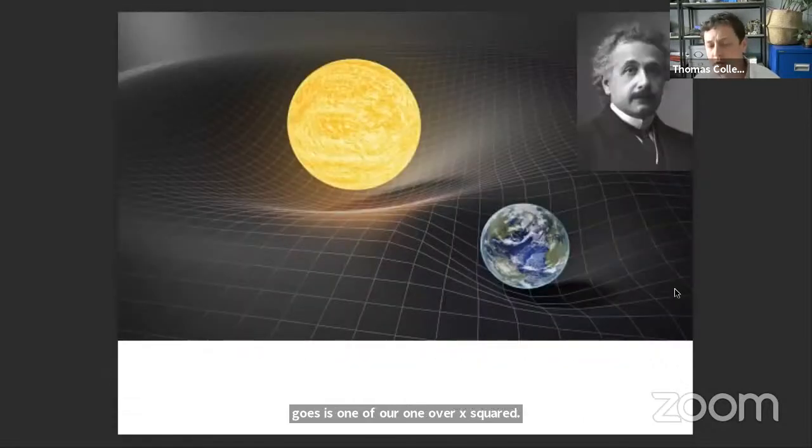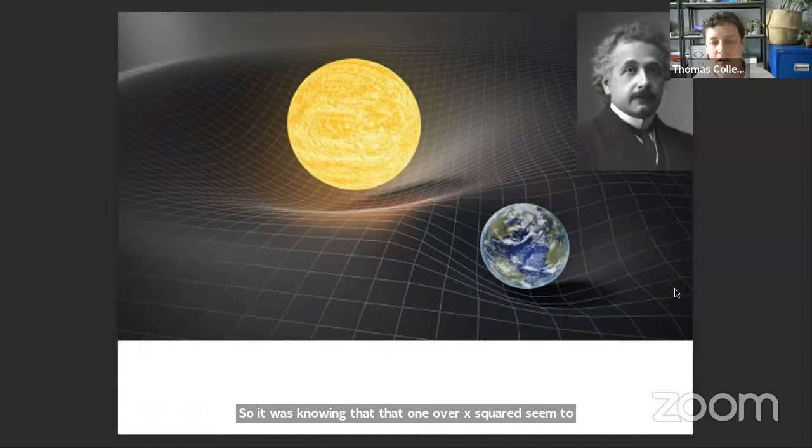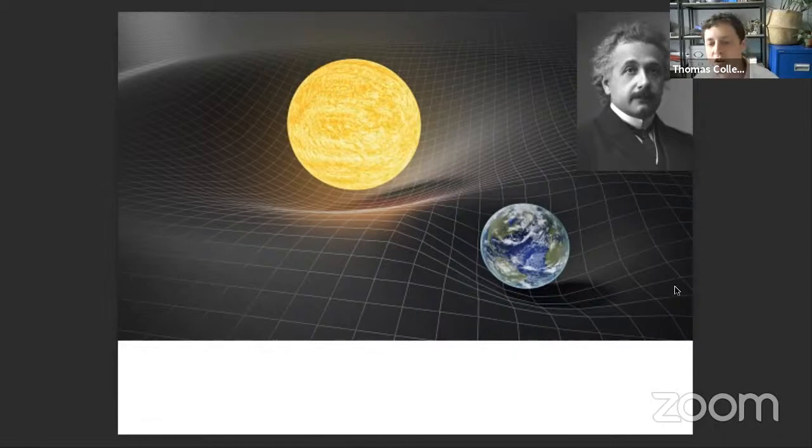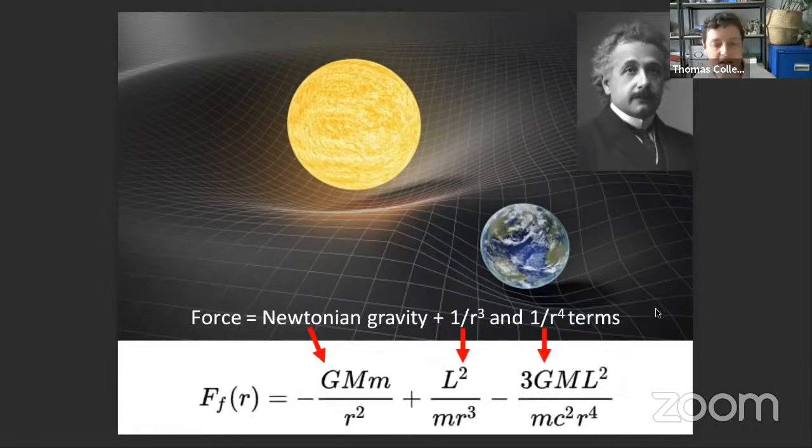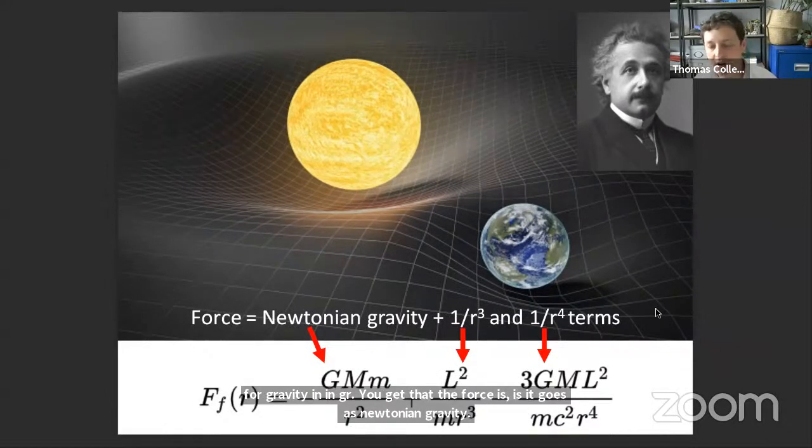So it was known that 1/r² seemed to be in some ways wrong as a description of at least some of the observables in our own solar system. And it was Einstein's theory of general relativity that came up with a neat solution to this. In general relativity, it's a theory of gravity where you introduce a space-time that is deformed by massive objects. When you write down the force law for what you get for gravity in GR, you get that the force goes as Newtonian gravity plus some terms that go as 1/r³ and higher order.